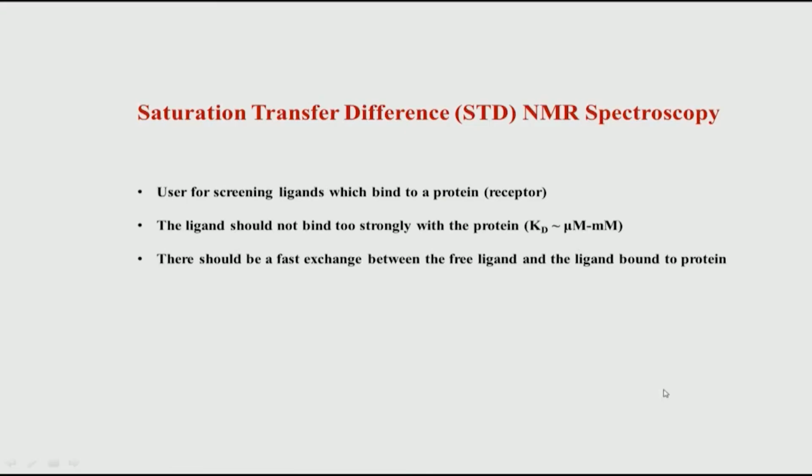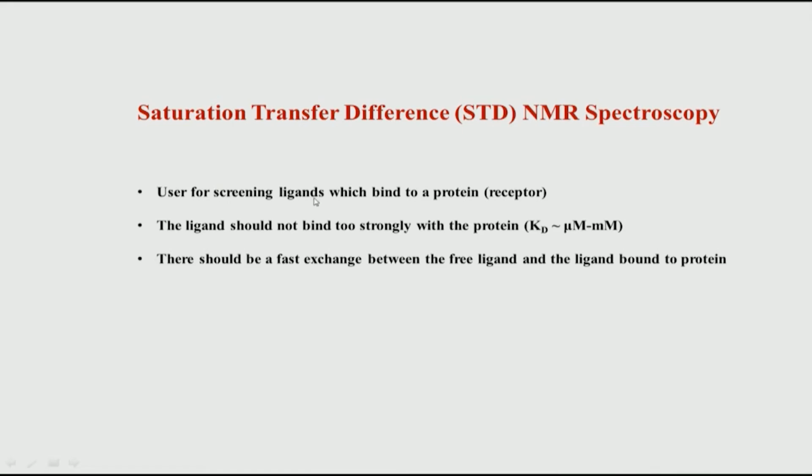So, we will now look at the last topic of this course, which is a technique used in the drug discovery process. This is known as saturation transfer difference NMR spectroscopy, or in short, STD NMR spectroscopy. So, where is this spectroscopy method used? This is shown here. Typically we use it for screening ligands.